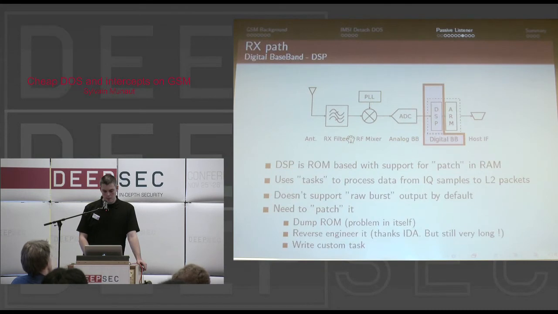Okay. The next step, inside the digital baseband, which is the biggest chip on the phone, there are 2 subchips: the DSP that will do all the demodulation and things like that, and the ARM. So the DSP is ROM based. That is, there is a firmware. It's hard written. We cannot change it.